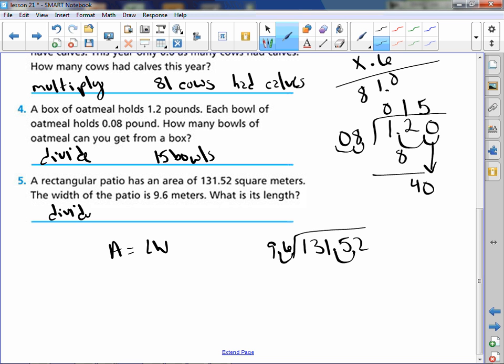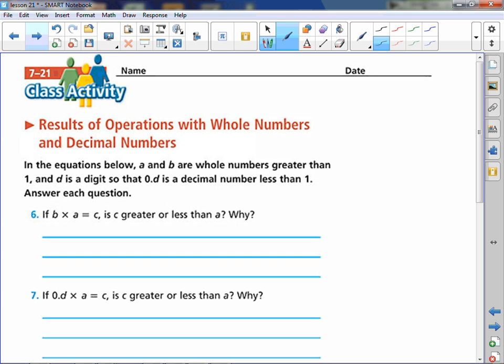And you should have found that it's going to be 13 and 7/10 of a meter. The cool thing about things like this is you could actually double check your work if you weren't sure. You could do 13 and 7/10 and multiply that by 9 and 6/10, and you should get 131. Okay, so easy way to check your division or multiplication is using inverse operation. All right, let's go on.